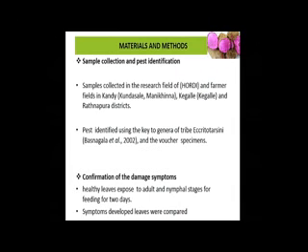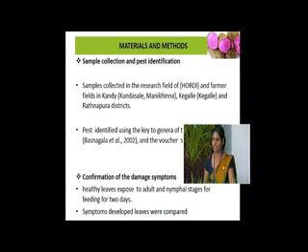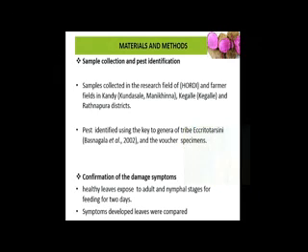Let's move on to the materials and methods. Sample collection and pest identification. We collected samples from the Hodi Gannoruwa Research Field, Kundasale, Manikkina, Kegalle, and some samples were received from the farmers. The pest was identified using the key to genera, tribe, and the voucher specimen is kept in Hodi. For the confirmation of the damage symptoms, healthy leaves were infested, and after the symptoms developed, the leaves were compared with the samples already received.